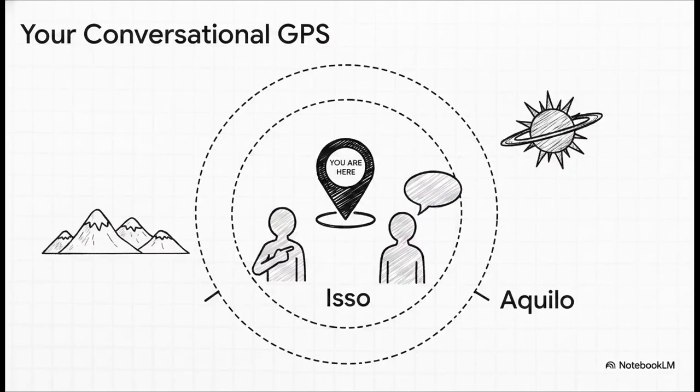So you can really think of it like a conversational GPS. Isto is for things right here with me, like something I'm holding, or even a feeling I'm having inside me right now. Isso is for something that's over by you, or an idea we literally just talked about. And aquilo is for something way over there, far from both of us, or for a big, abstract concept. It's a super precise system for locating things in your world and in your discussion.